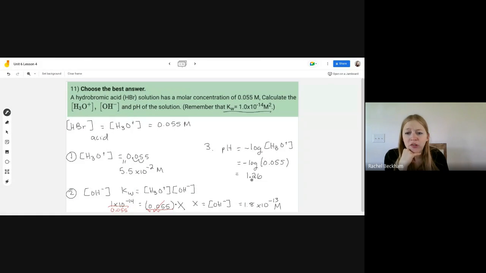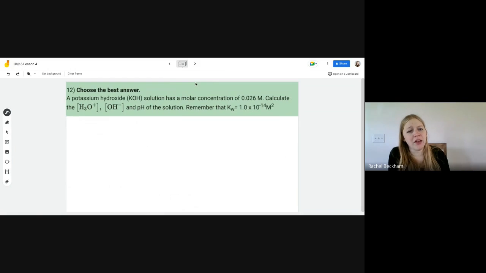So the pH, just as a reminder, that's really acidic. It's a pH of 1. That is very, very dangerously acidic. It's really low on the pH scale. And that makes sense because our H3O plus concentration was pretty high, and our OH concentration was pretty small, really, really small. Okay, problem 12.